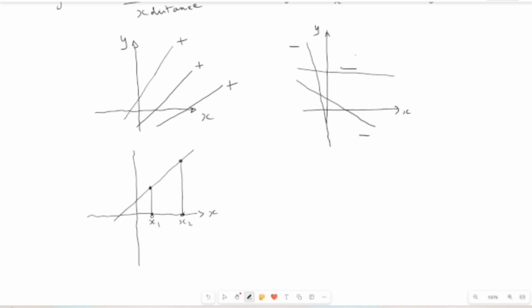And you do the same for the y-axis. You draw horizontal lines in this case, and you get y1 and y2. For example, x1 could be 2 and x2 could be 5. Y1 could be 3 and y2 could be 7, for example.